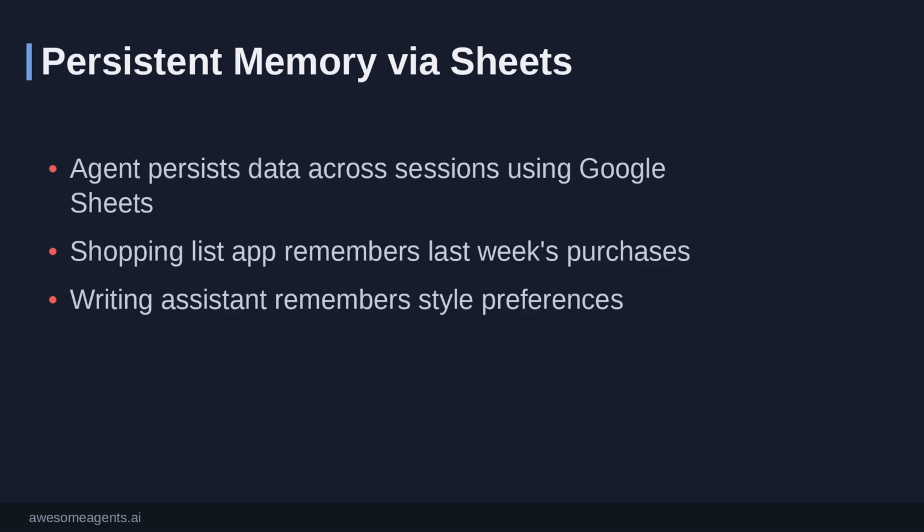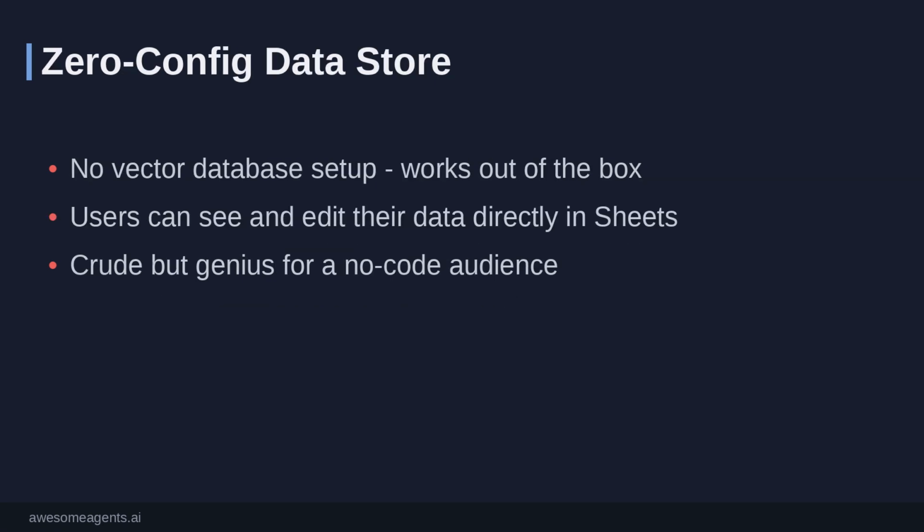Okay, so beyond the agent itself, there were three other features that shipped. Walk me through those. First one is memory. The agent can persist information across sessions using Google Sheets as a backing store. Wait, Google Sheets? That is the memory system? I know, it sounds crude compared to a vector database, but for a no code tool, it is kind of genius. Zero configuration works out of the box, and the user can actually see and edit their data.